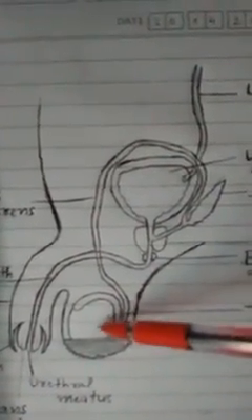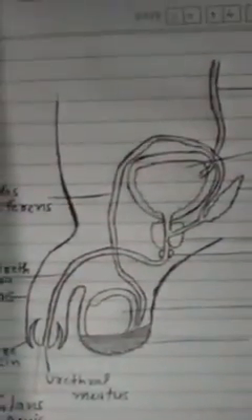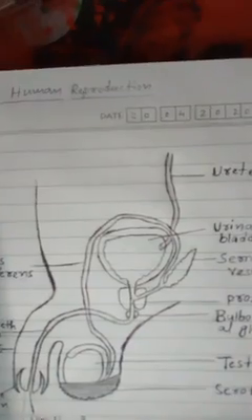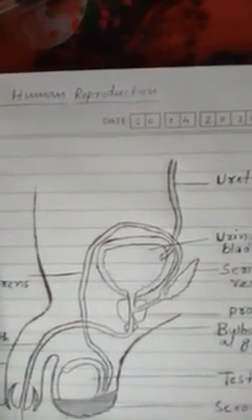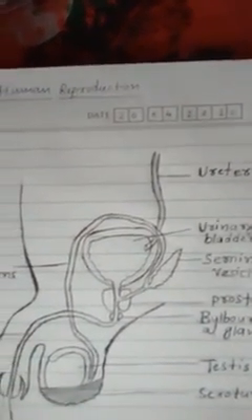And at the time of sexual intercourse, the semen which is formed inside this testis will be ejected, released, ejaculated through this urethral meatus, through this urethra. Means two works are done by this urethra. One is the urine discharge, and second is the sperm or semen discharge, ejaculation of the semen in the female reproductive tract. This is the structure of the male reproductive organ.